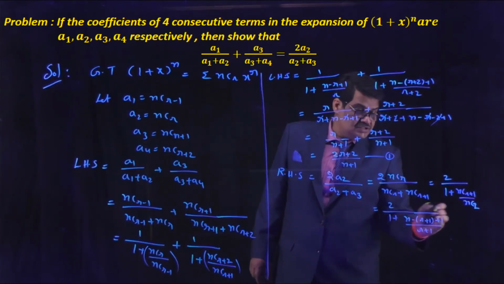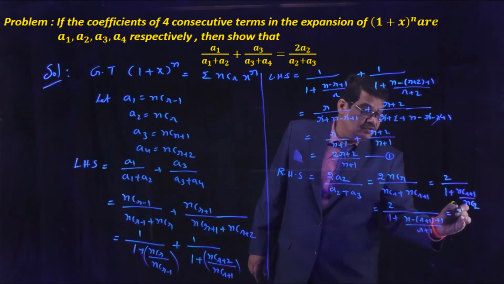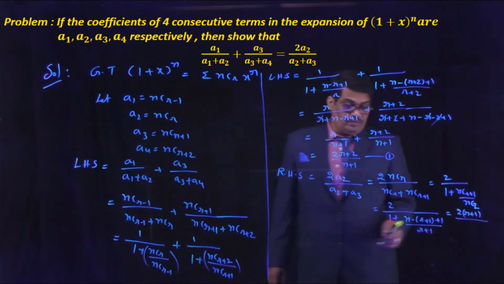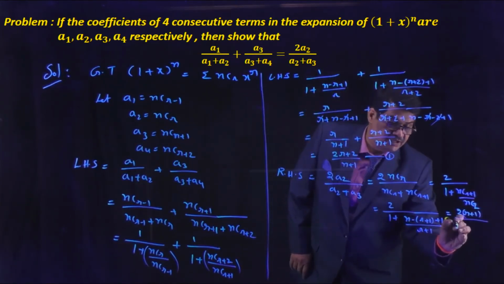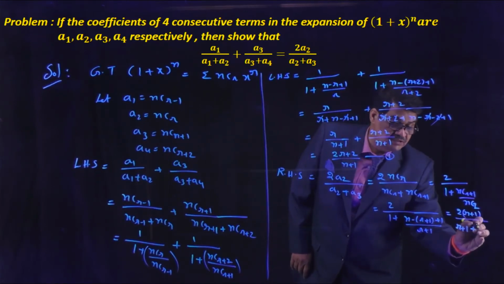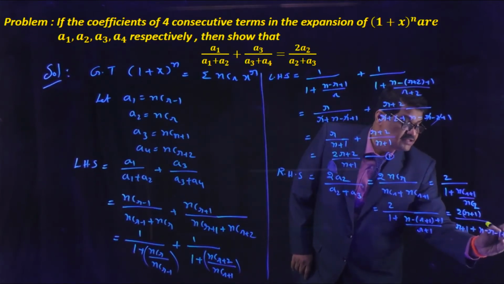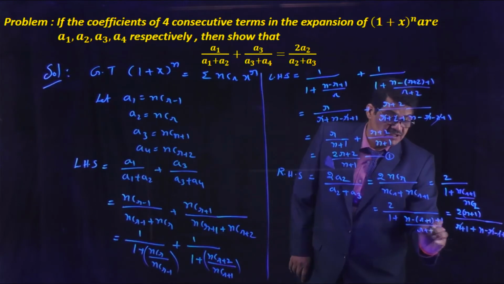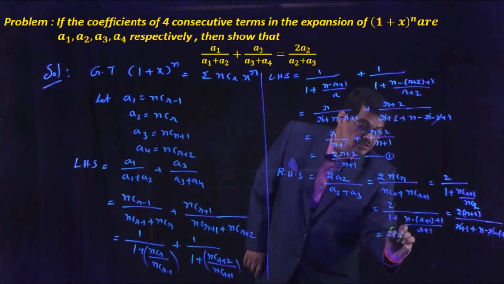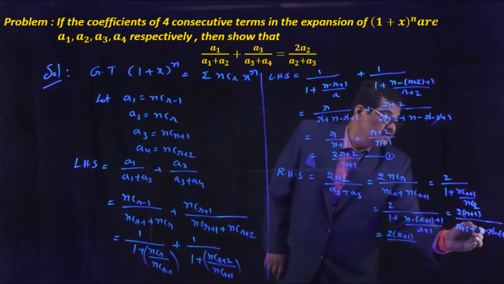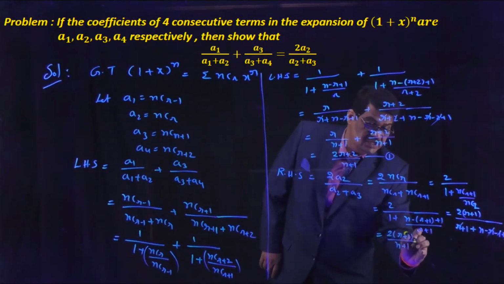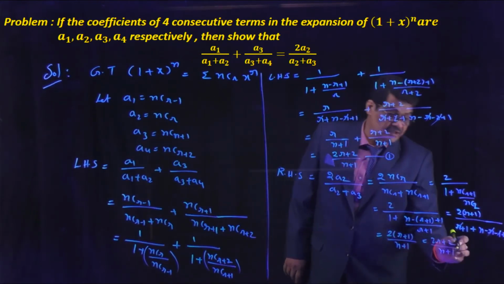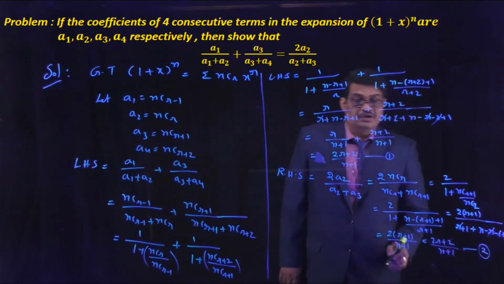Now the numerator is 2 into r plus 1. The denominator's fraction is coming to the numerator, so in the denominator we are writing the LCM: r plus 1 plus n minus r minus 1 plus 1. Minus r plus r is cancelled, plus 1 minus 1 is cancelled. We are getting 2 into r plus 1 by n plus 1, that is nothing but 2r plus 2 by n plus 1. That is equation 2.